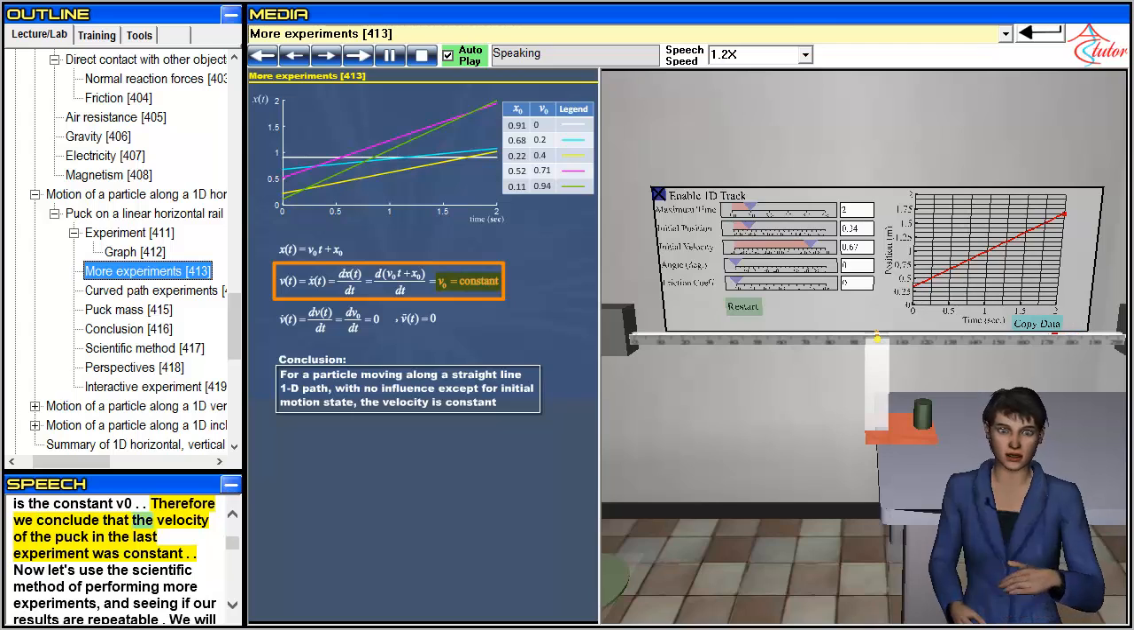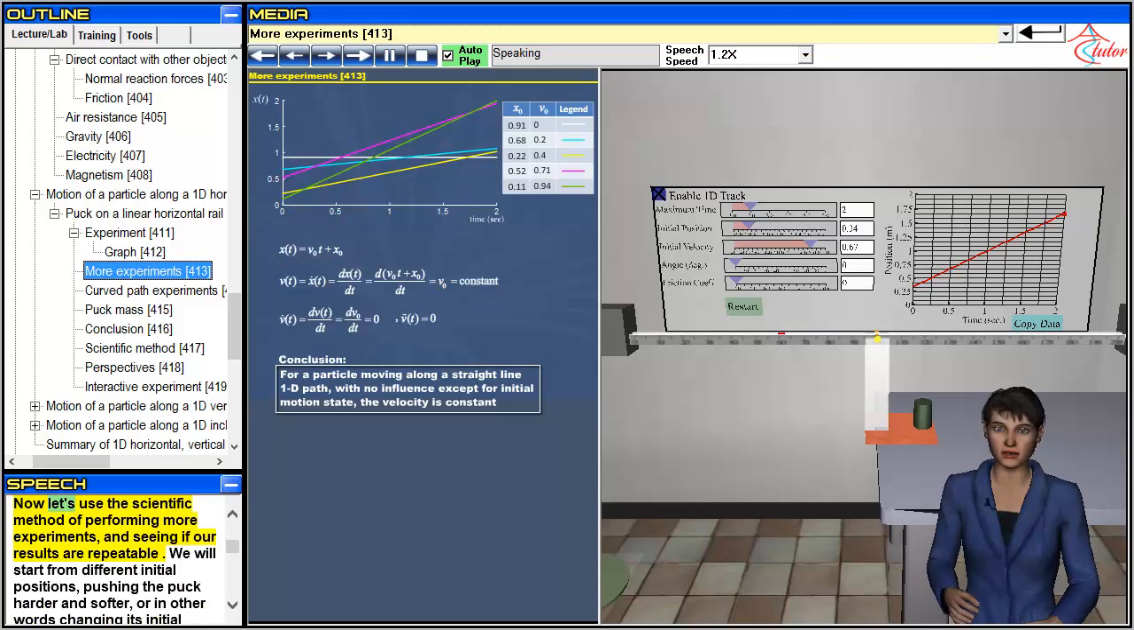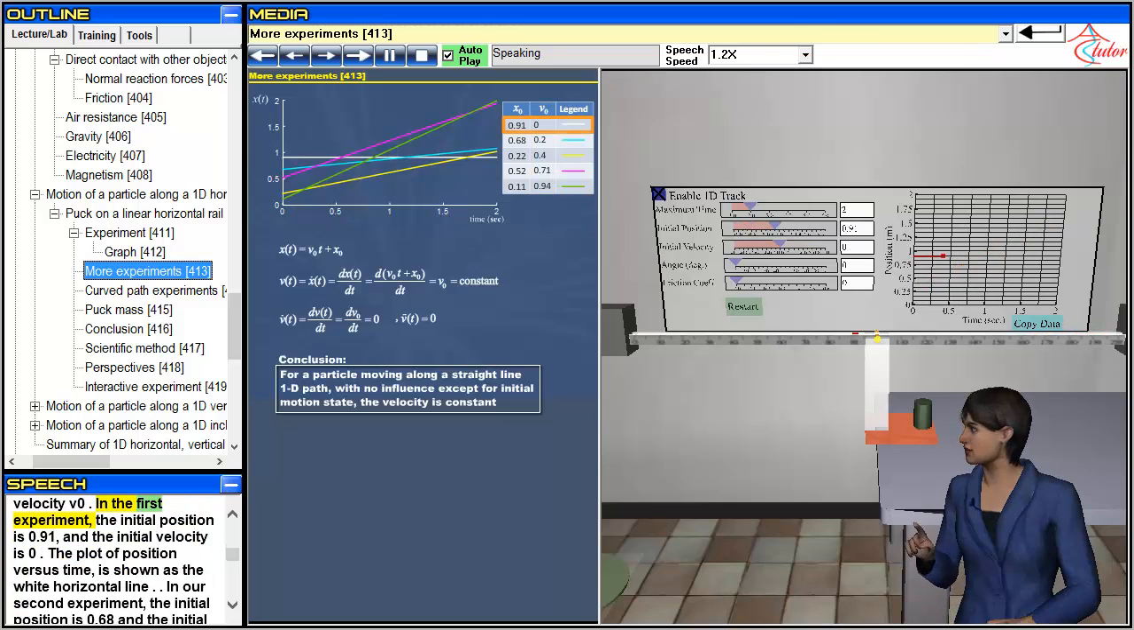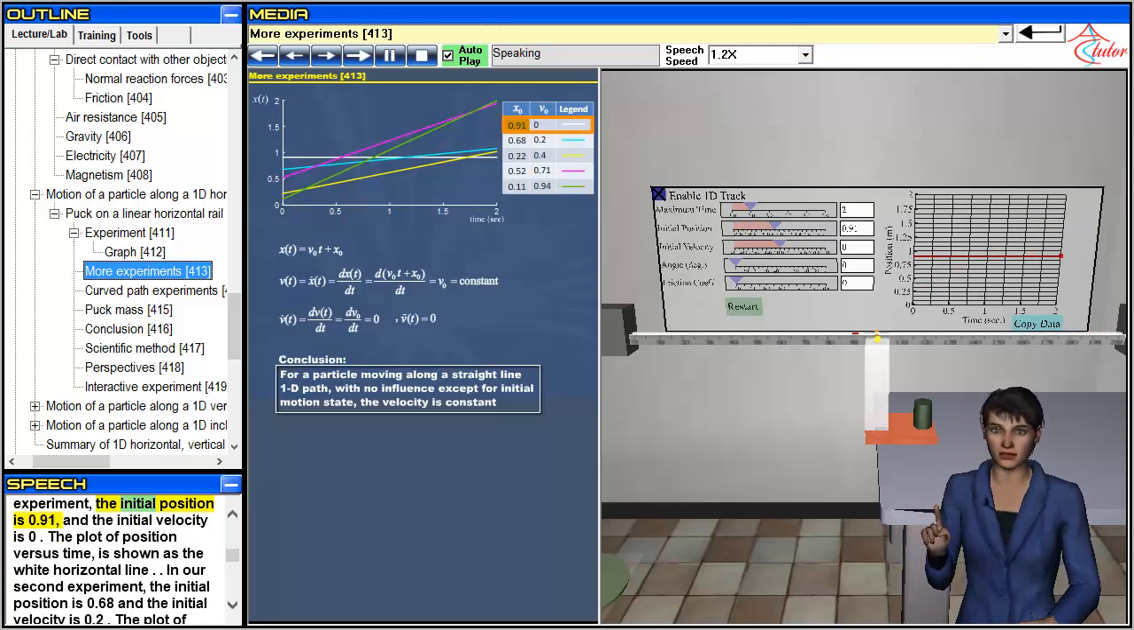Therefore we conclude that the velocity of the puck in the last experiment was constant. Now let's use the scientific method of performing more experiments, and seeing if our results are repeatable. We will start from different initial positions, pushing the puck harder and softer, or in other words changing its initial velocity v0. In the first experiment, the initial position is 0.91.